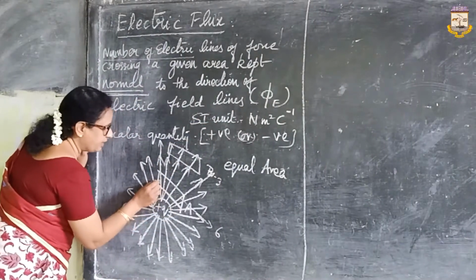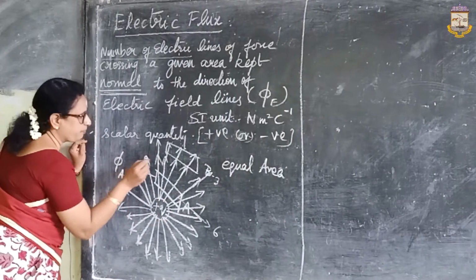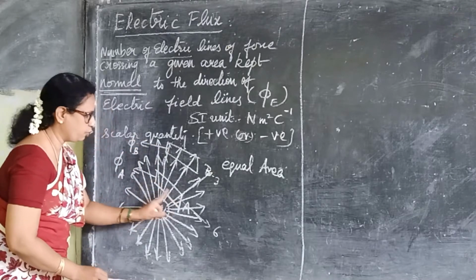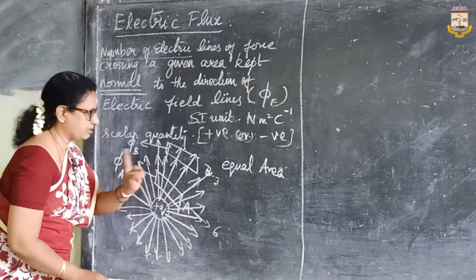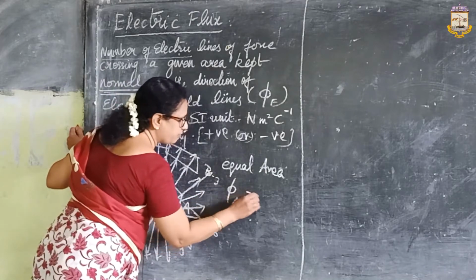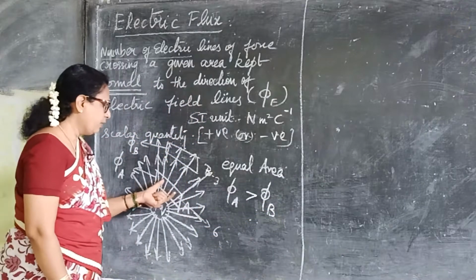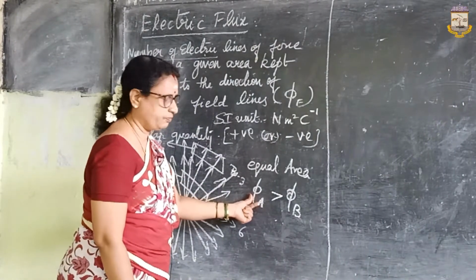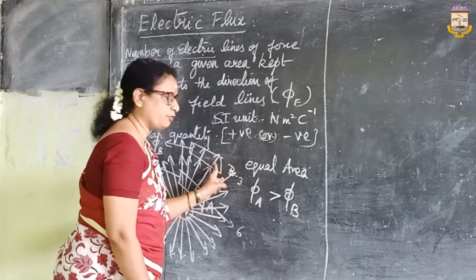So, say the electric flux through A is phi A and electric flux through B is phi B. So, now I have counted and shown you the number of electric lines of force crossing A is 6 and crossing B is only 3. So, naturally, electric flux phi A is greater than phi B. So, what do we interpret from this? When the area is nearer to the source charge, the electric flux is also more. That's why electric flux of area A is more than the electric flux of area B.